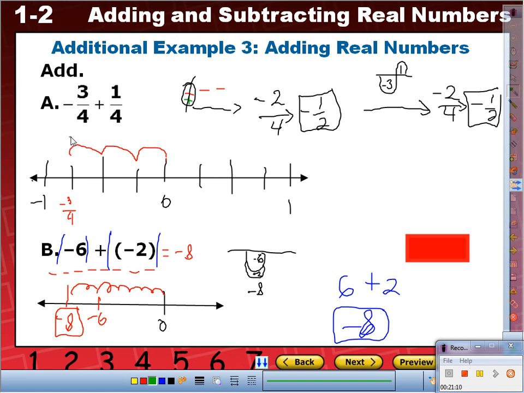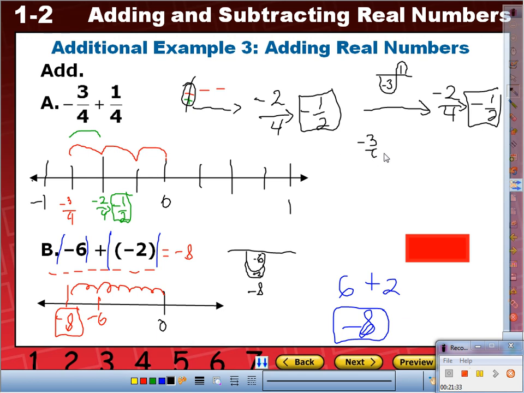So I jump how many times? To the right, because it's a positive. So I end up at negative 2/4, which becomes negative 1/2. So easy, right? And the last method, using the absolute value, here we go.